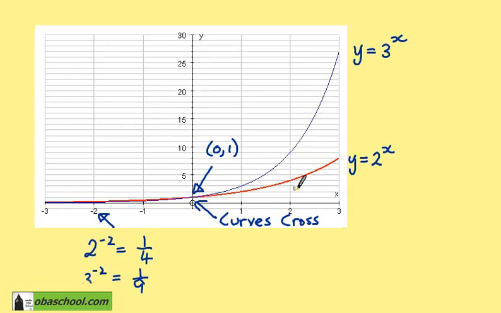If we now consider to the right, it's clear that 2 squared is 4 and 3 squared is 9, so 3 to the x will be above 2 to the x.